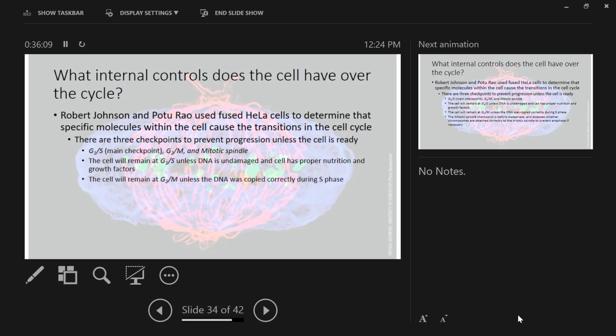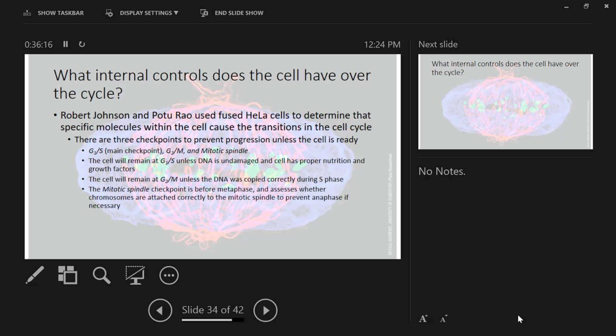Okay. So the cell will remain at G2M unless the DNA was copied correctly during S phase and it has what it needs to carry out M phase. And then the mitotic spindle checkpoint, again, is assuring that the chromosomes are attached correctly, so that when your kinetochore microtubules start to shorten and your non-kinetochore microtubules are pushing the poles in opposite directions, the chromosomes separate properly. Okay? That make sense? These 3 checkpoints, we okay?